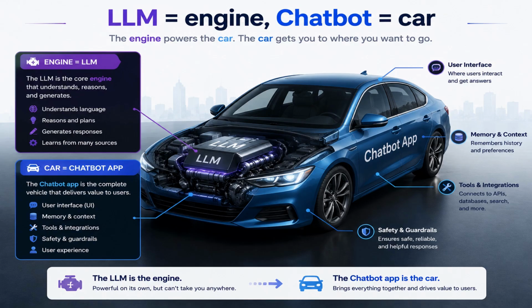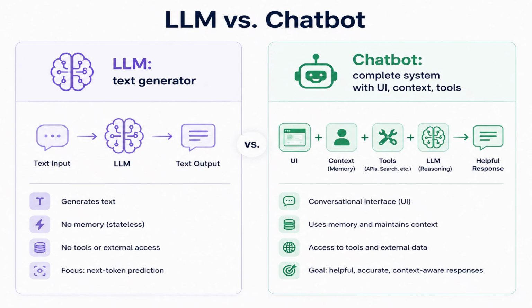A simple LLM API call might just be given this prompt, return a completion. A chatbot, on the other hand, might maintain conversation history, inject a system message like you are a customer support assistant, call tools to look up account information, and format a response in a very specific way for users. An LLM is the base model that generates text. A chatbot is a full system that wraps the model with UI, memory, tools, and business logic.